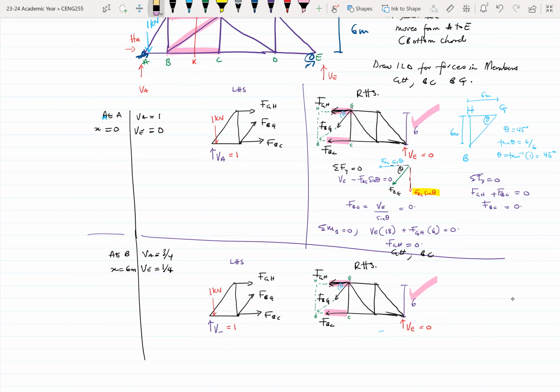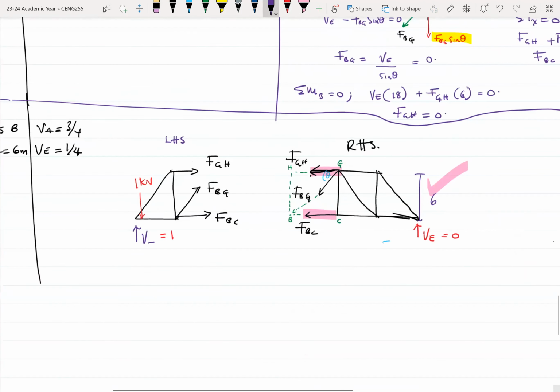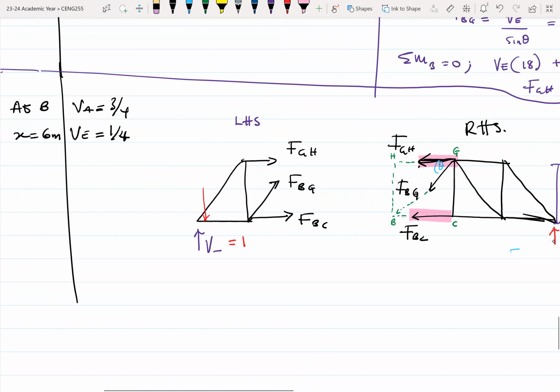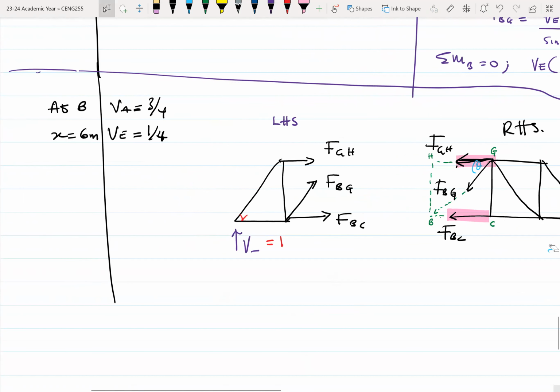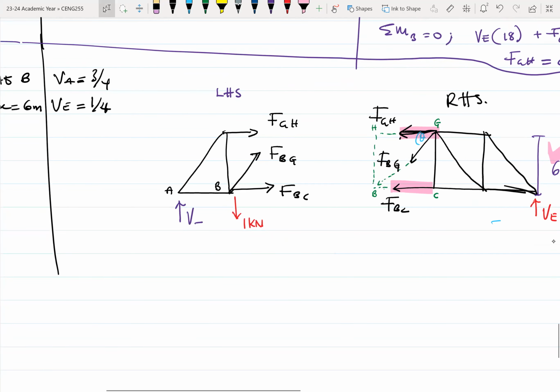I need these guys here. Let me redraw this. Okay, so this is fine. So it means that our load is no longer here. Sorry, our load is no longer this. So our load is now at B. Let me draw it this way. So this is your A, this is your B. All right, so now the load is at B.